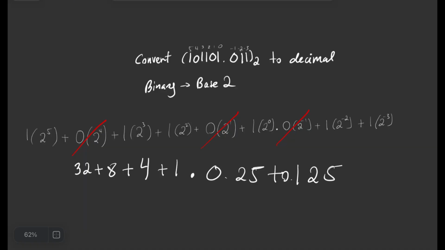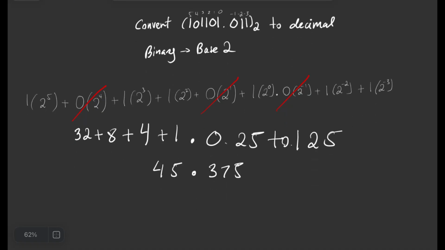Okay, so 0.25 plus 0.125. And that is going to be, after the radix point, 0.375. And then we're just going to do 32 plus 8, which is 40. And then 40 plus 4 is 44, plus 1, that's 45.